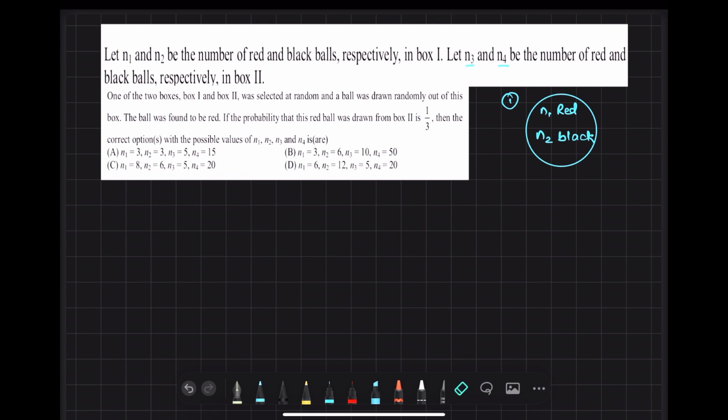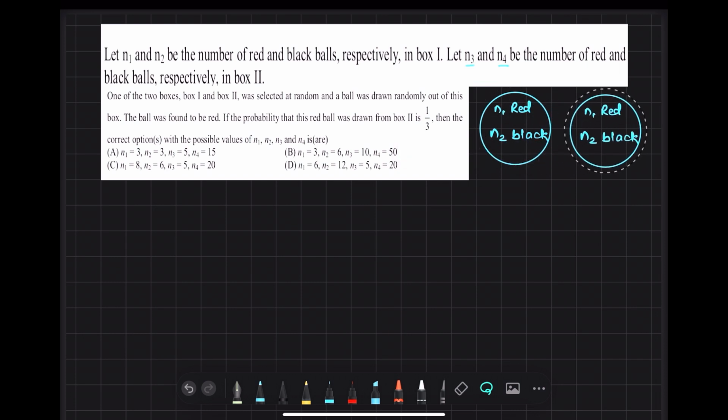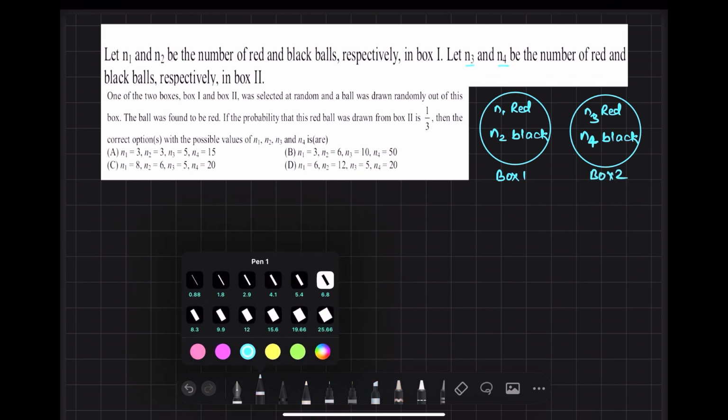So we have n3 and n4 red and black balls respectively in box 2. So this is box 1, this is box 2. Now look at the game.